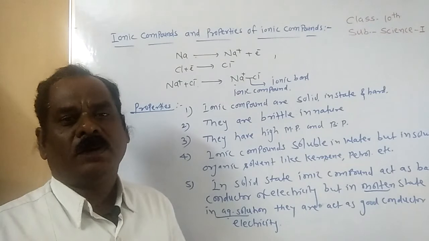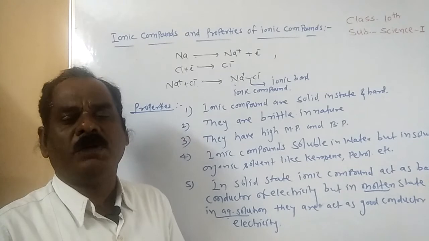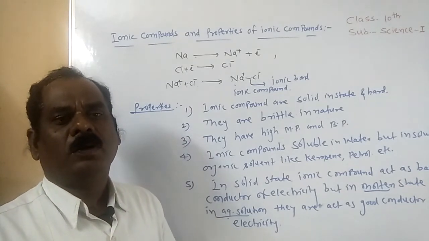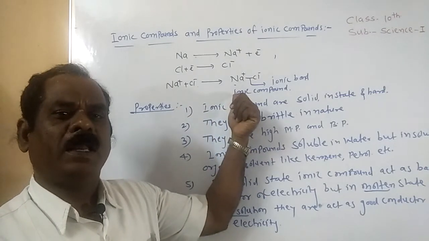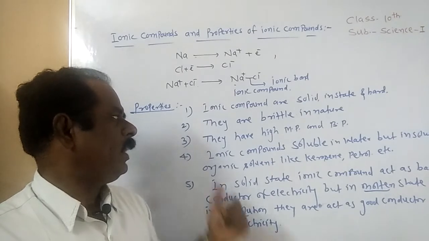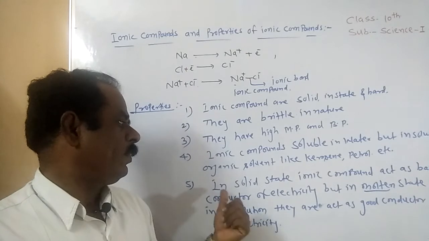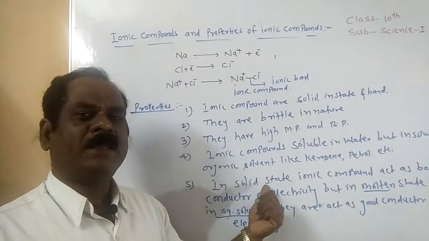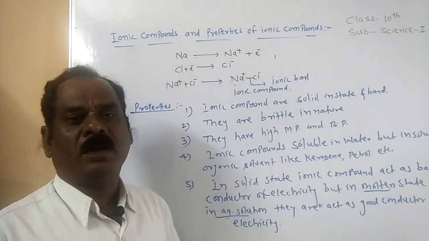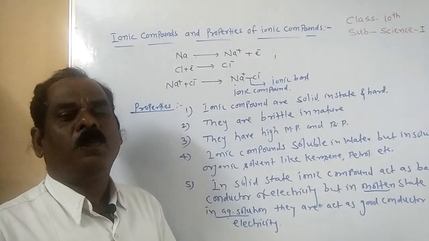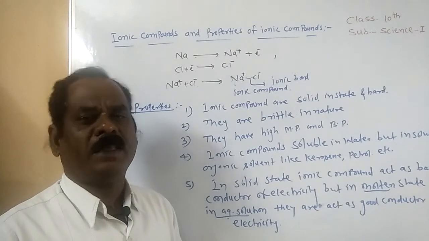Questions may be asked in the examination on this point. Define ionic compound and give two examples, or give the scientific reason why ionic compounds are electrically neutral, or explain why ionic compounds have a high melting point and boiling point, or why ionic compounds in the solid state act as a bad conductor but in the molten state or aqueous solution act as a good conductor, or write the important properties of ionic compounds. Such types of questions may be asked in the examination. Thank you.